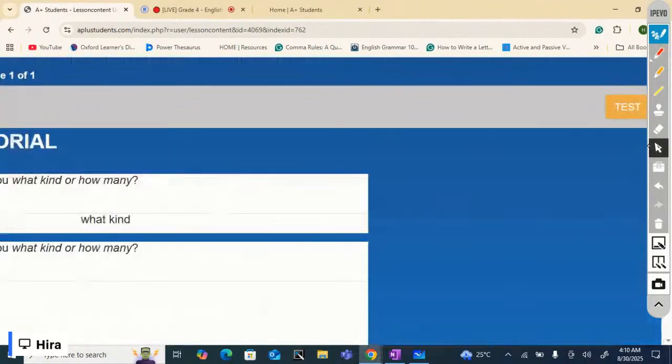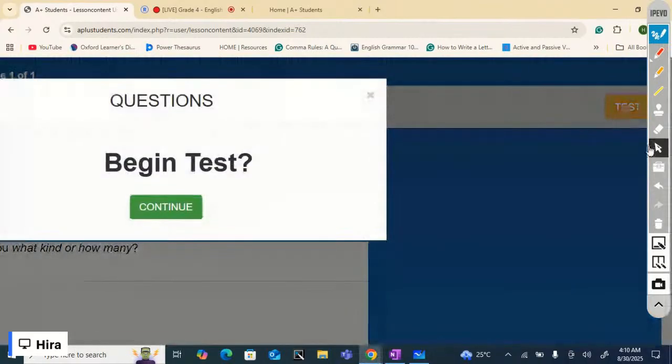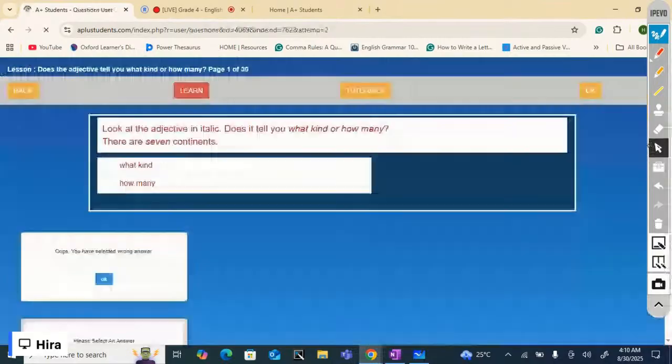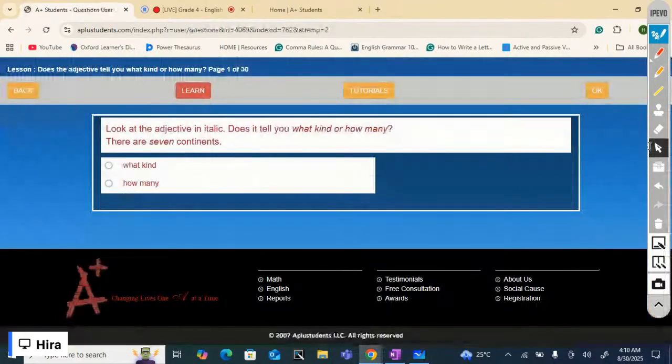Let's begin the test. Look at the adjective in italic. Does it tell you what kind or how many? In this sentence, there are seven continents. The adjective in italics is seven.